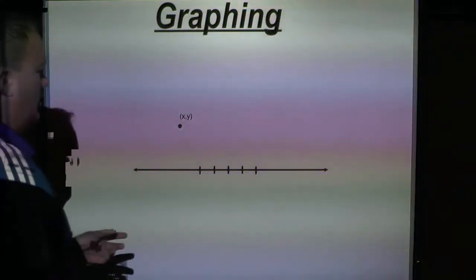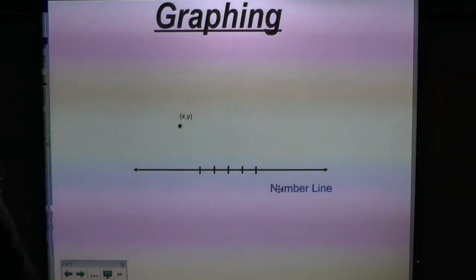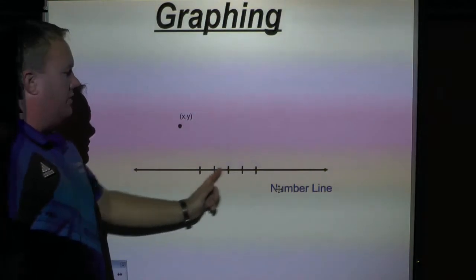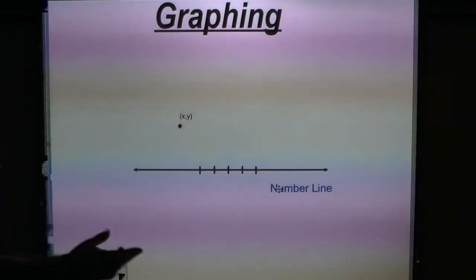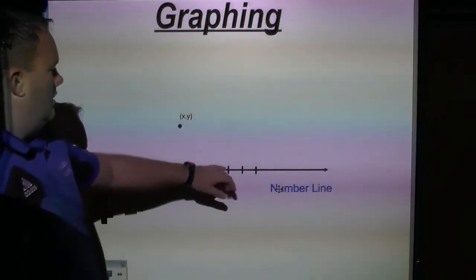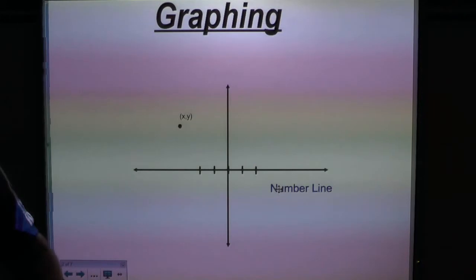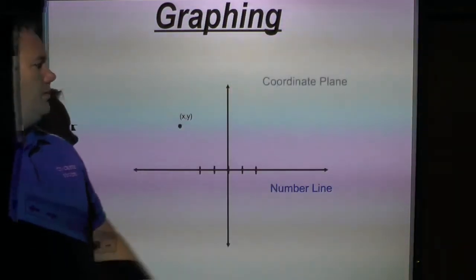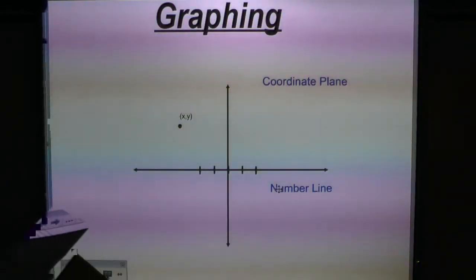What we call that is a number line. You've all seen a number line in some form or another, right? A one-dimensional graph means we only have points on one line. After you learned about a number line, we talked about a second line, a vertical line. With this vertical line, we create something known as a coordinate plane. So with two lines, you create a coordinate plane. That's a two-dimensional graph.